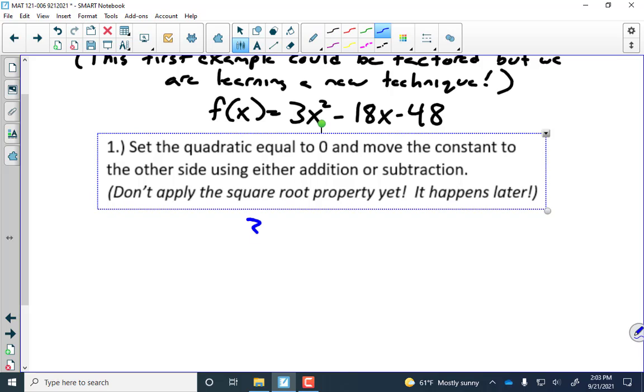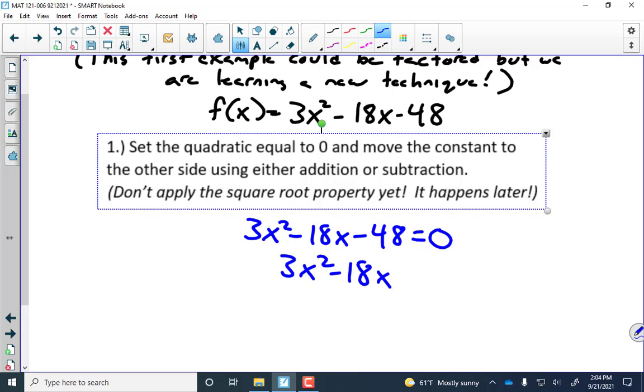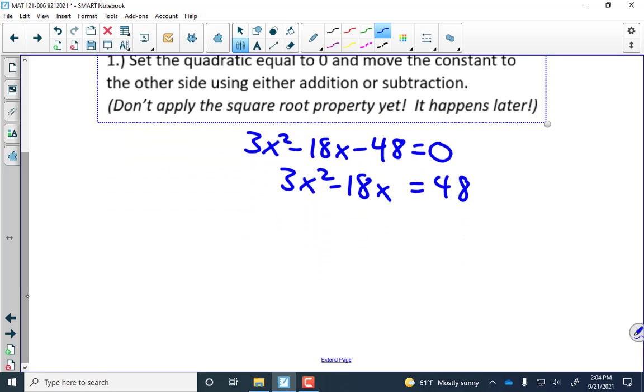So to start this problem, to find the zeros, I set the equation equal to 0. Then I will add, in this case, a 48 to both sides. That gets me started. You do not want to apply the square root property here. That's going to be a dead end. You want to wait, and we'll apply the square root property later, but it does not happen yet.